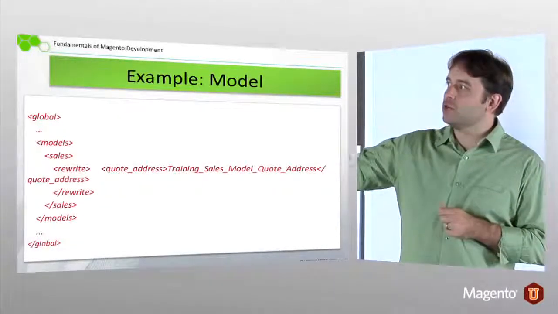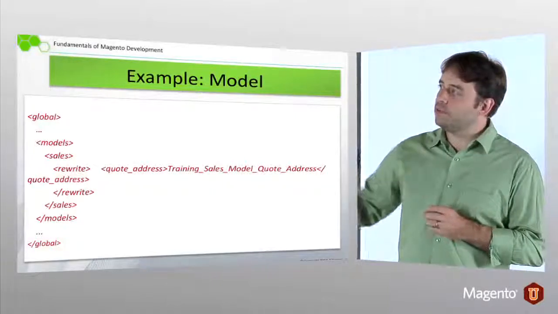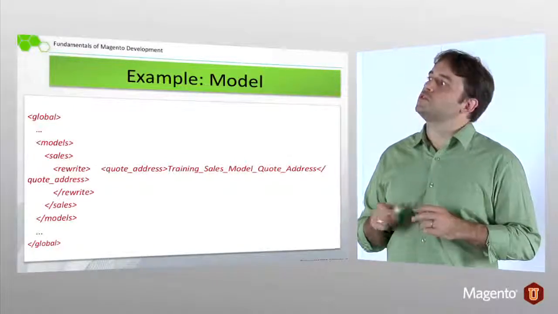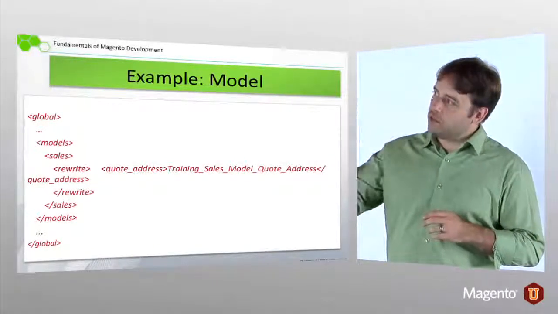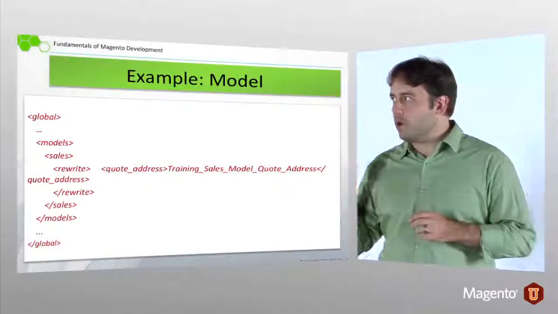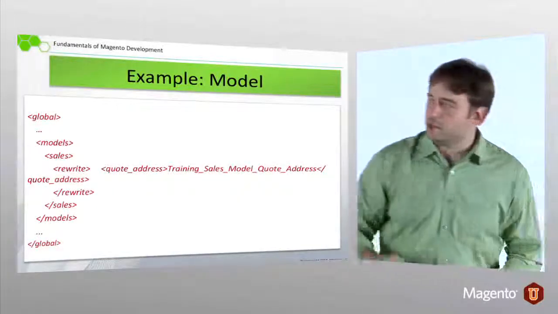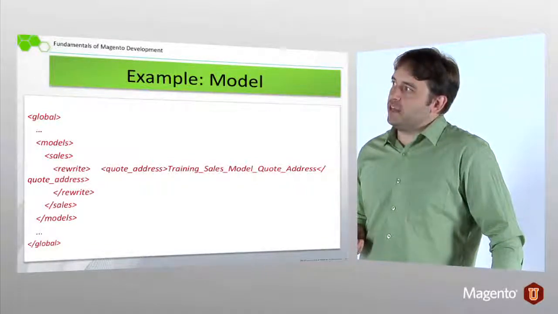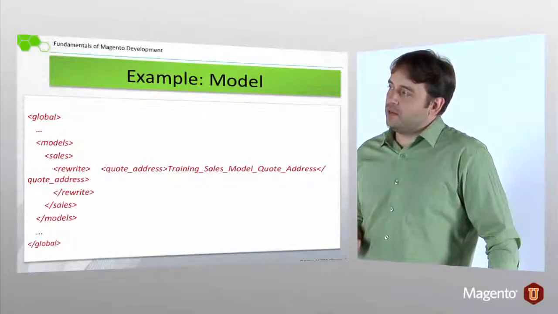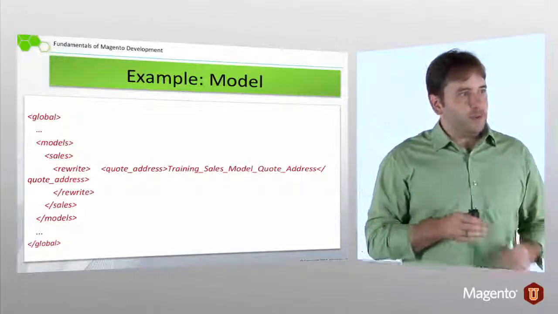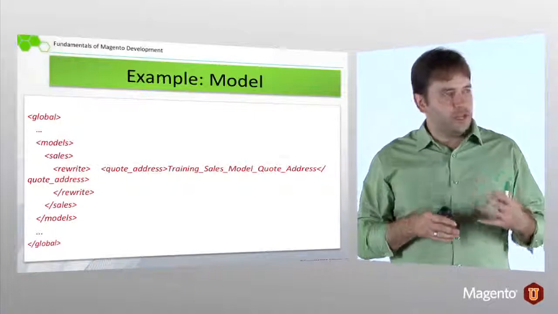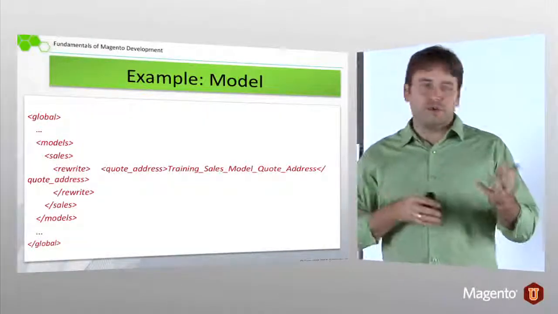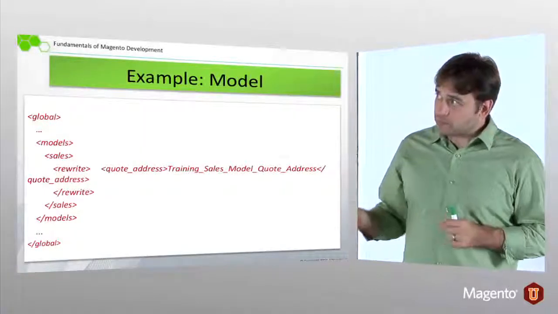So we have global, model, sales, rewrite, quote underscore address. If you are paying attention, you'll see that the sales node should mean something to you. So basically, where that node is originally defined is in Mage sales's configuration file. If you look in app code core Mage sales etc config XML, and you grep through that file, you'll see this path.